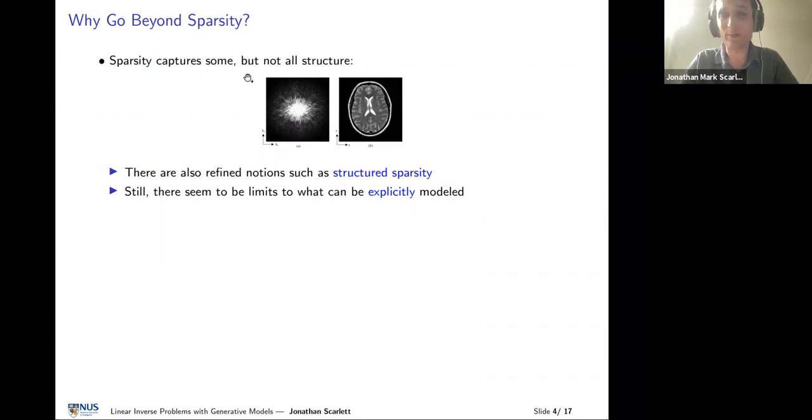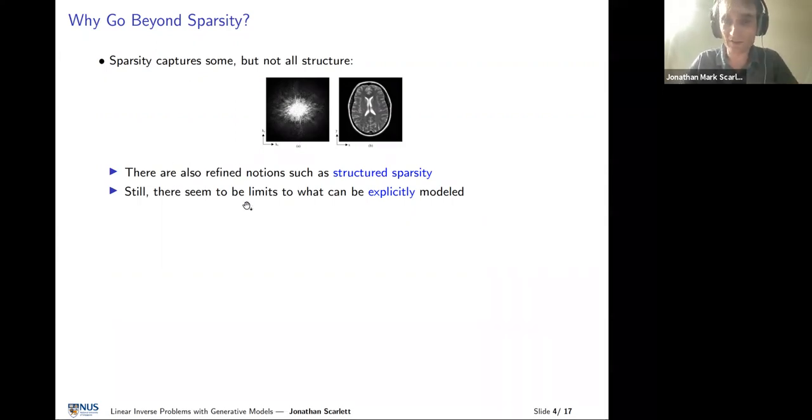You can see already that sparsity doesn't really capture everything, because sparsity would just suggest that some arbitrary fraction of this Fourier space is non-zero, and the rest is zero or very close to zero. But you can see it's much more specifically structured than that. All of the energy appears to be near the center, which actually corresponds to lower frequencies.